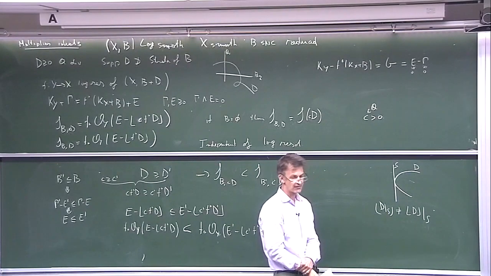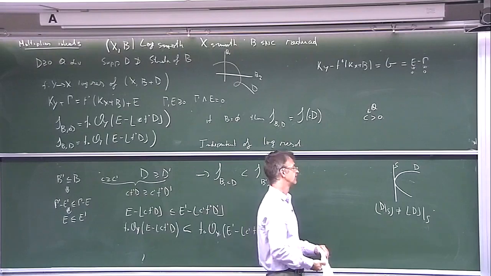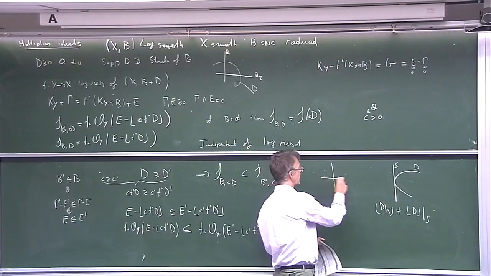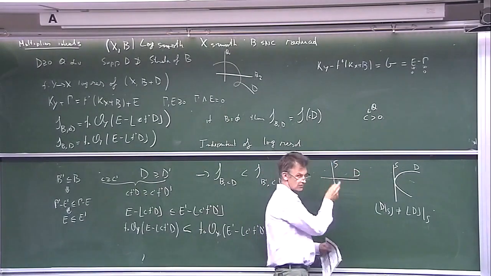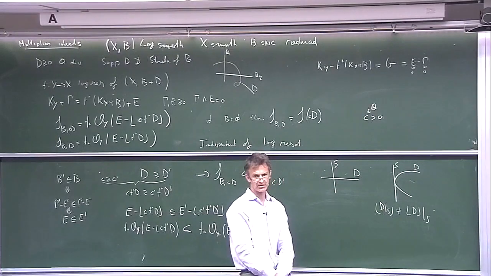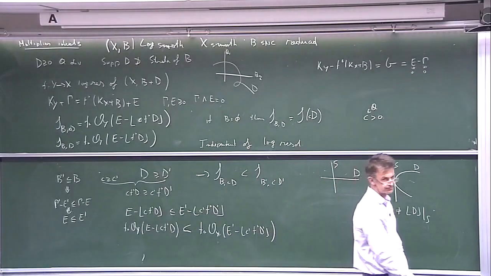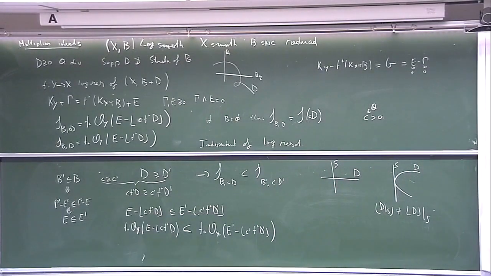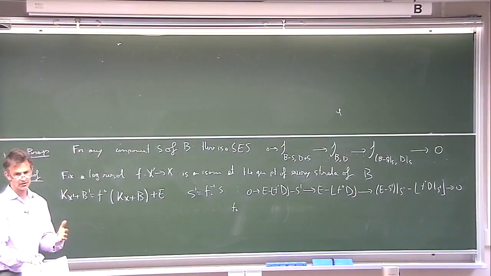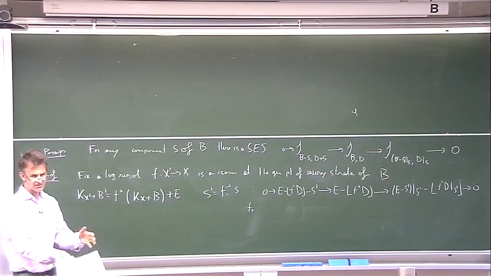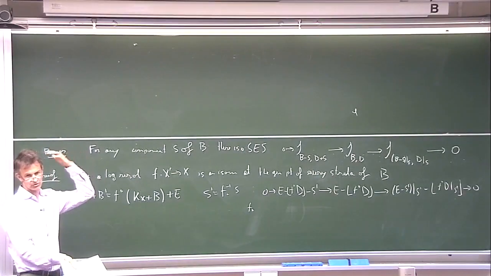Perfectly good point. However, if the divisor looks like this, then you're fine. The coefficients will be the same when you restrict. On a log resolution, that is true. That's the same reason that when we do adjunction, downstairs things are different, but upstairs you're just restricting the divisor.